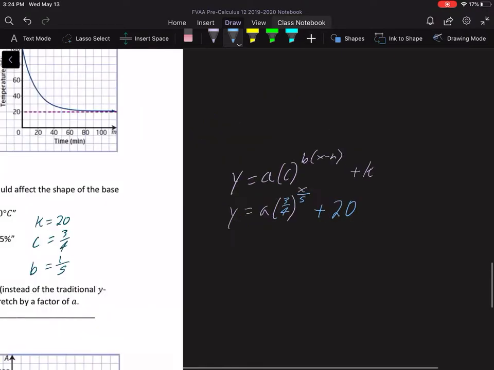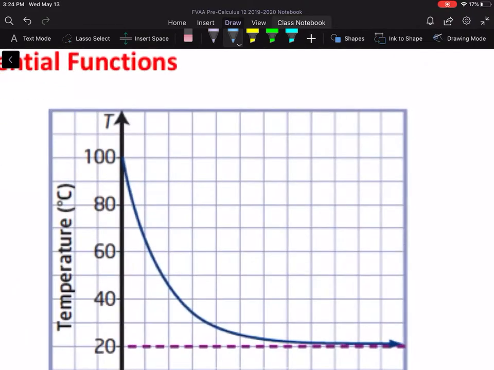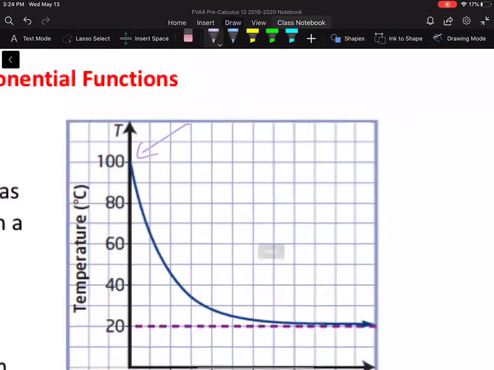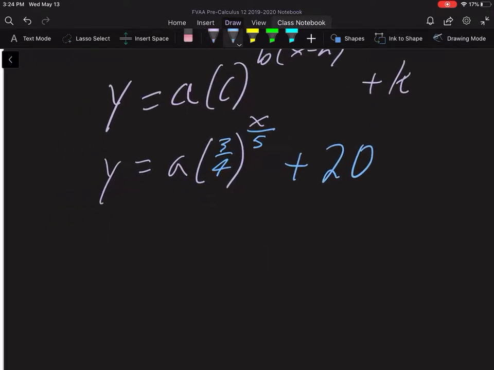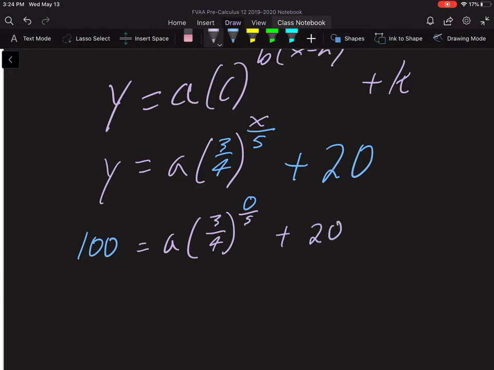So I can actually take my y-intercept and plug it into the X and Y values of my equation and solve for A, which is what I'm going to do here. So I'm going to plug in 100 is equal to A bracket 3 over 4, and in the place of X I plug in 0 divided by 5, plus 20.